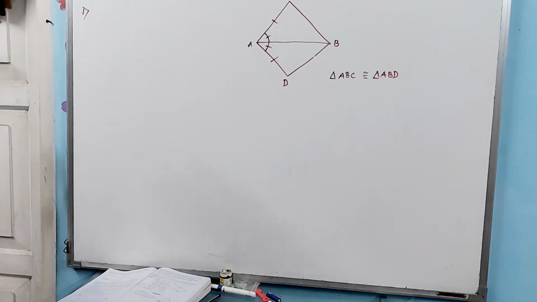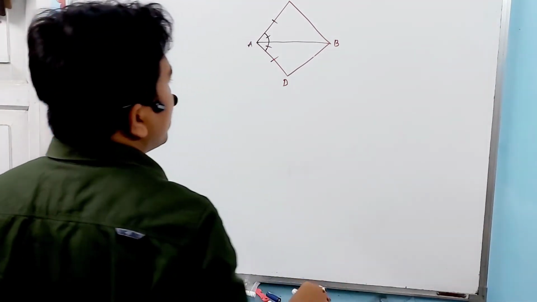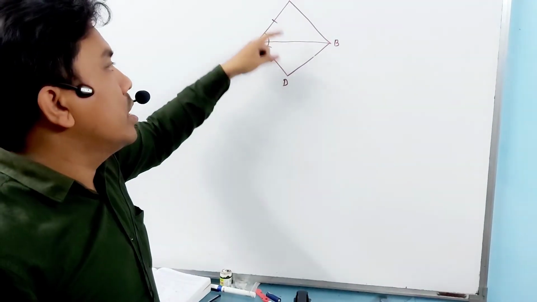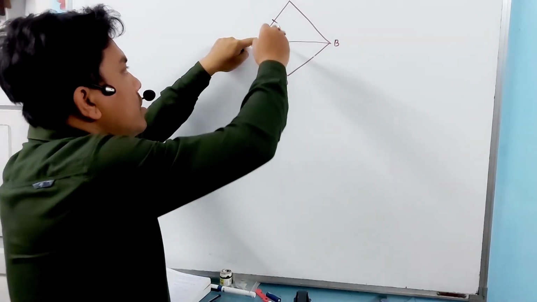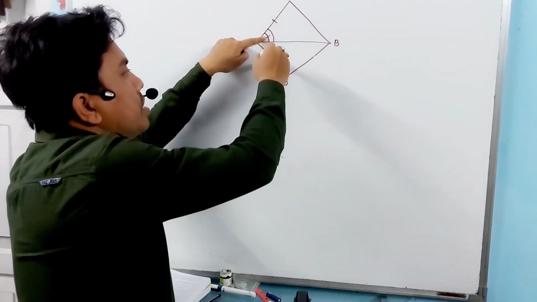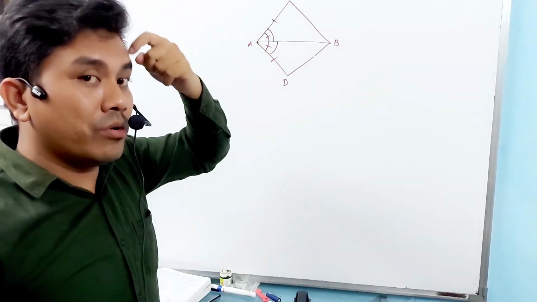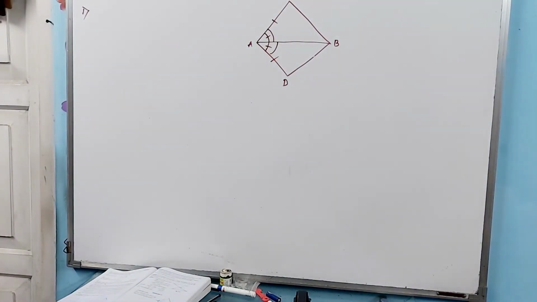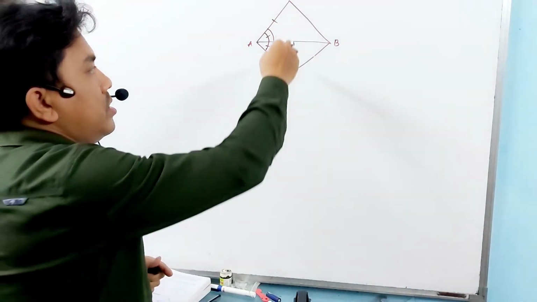Is it clear? Alright. So now, let's start. We can clearly see here, these two triangles will be congruent. Why? If you compare both triangles, AC of this triangle is equal to AD of this triangle. Again, this angle of this triangle is equal to this angle of this triangle. And I think there is one common side for both the triangles. What is that? AB is the common side, isn't it? So, I think both the triangles are congruent by SAS.